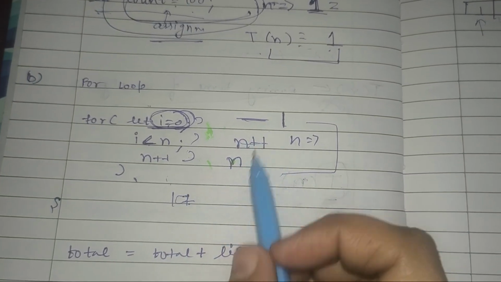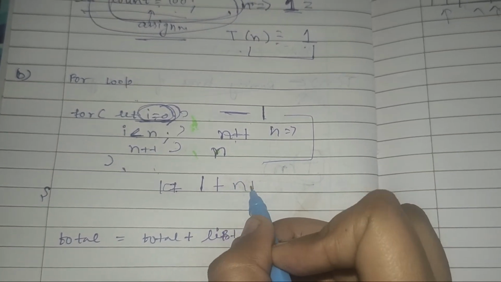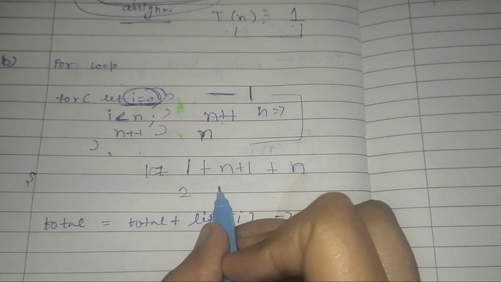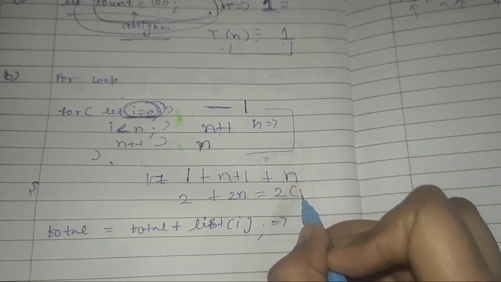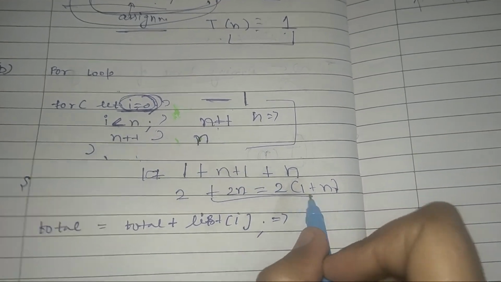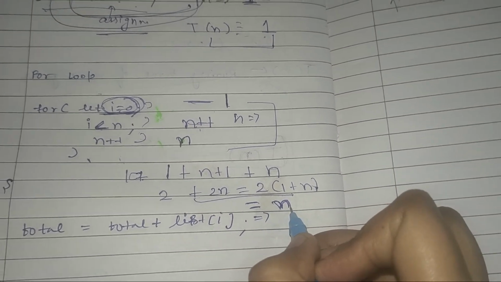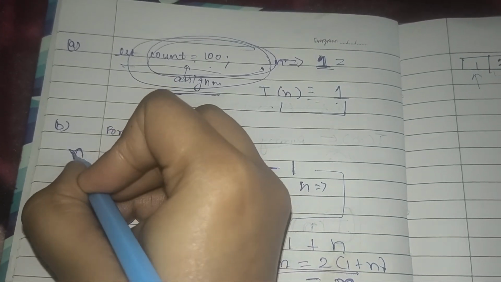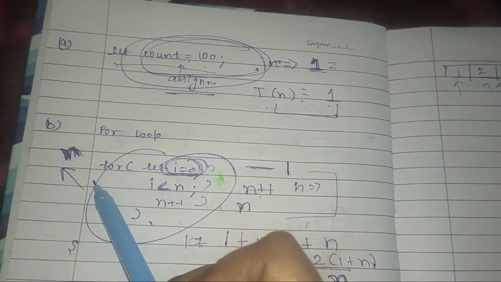We can calculate the total by summing 1 plus n plus 1 plus n. So the total will be 2 plus 2n, which is like 1 plus n. And as per the rule, ignore the constants. After ignoring constants, we will be left with n. So what is the answer? This for loop runs for n operations, n times. This was 1, this is n.